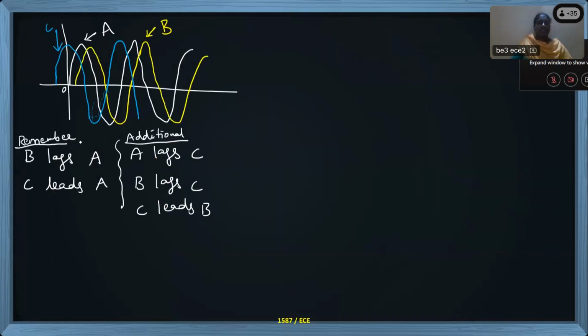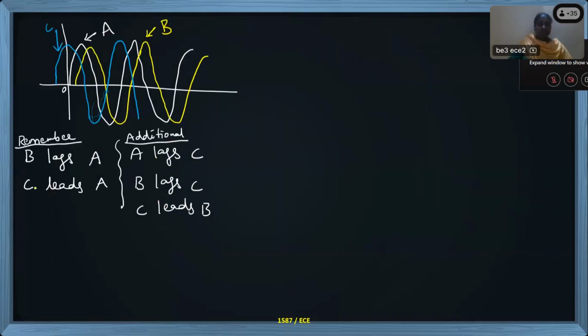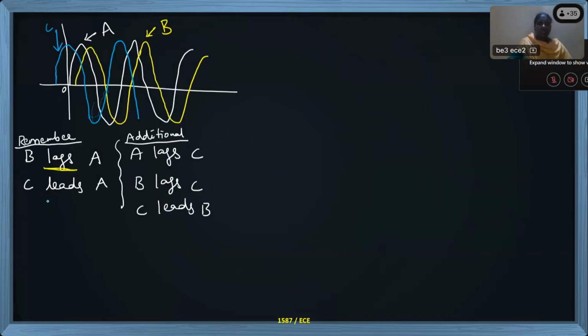B is starting late after origin, yellow color. B is starting late, so it is said to be lagging. And C is starting before origin, before A. A is starting at origin. So C is starting before origin, so it is said to be leading.